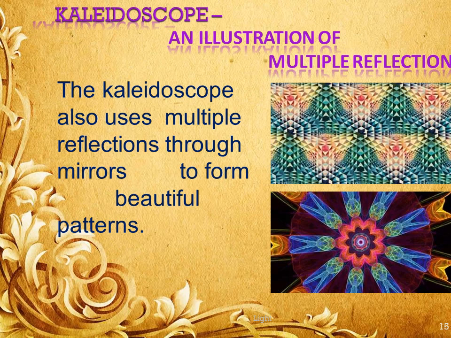So we now have the kaleidoscope. It is an art which illustrates multiple reflections through mirrors to form beautiful patterns. We can see beautiful patterns of tiles or curtains or glasses. That is due to this kaleidoscope. It is an illustration of multiple reflection. Many artists use this form to make beautiful patterns.